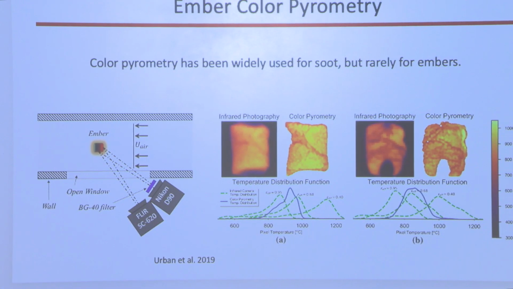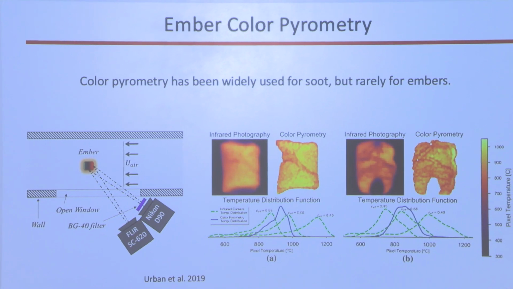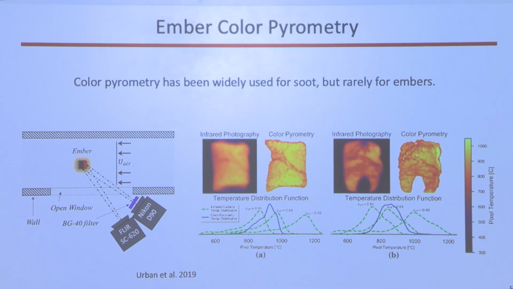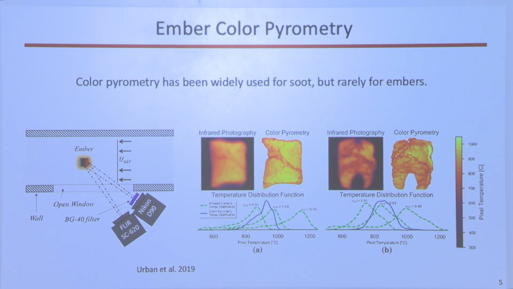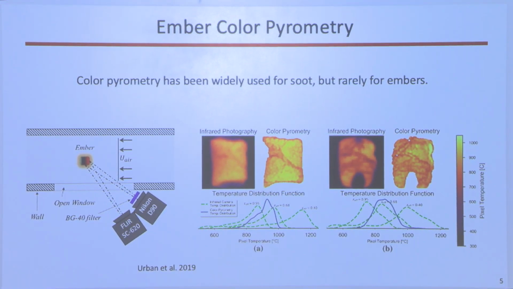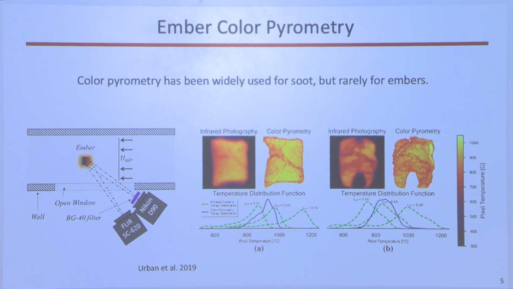This is a study out of Berkeley, Carlos Fernandez-Pello and James Urban at Worcester, where they did ember pyrometry on wood embers in a wind tunnel. And here they compared an infrared camera, a FLIR camera, with a Nikon camera and got temperature distributions that are shown here, and were able to compare the two.